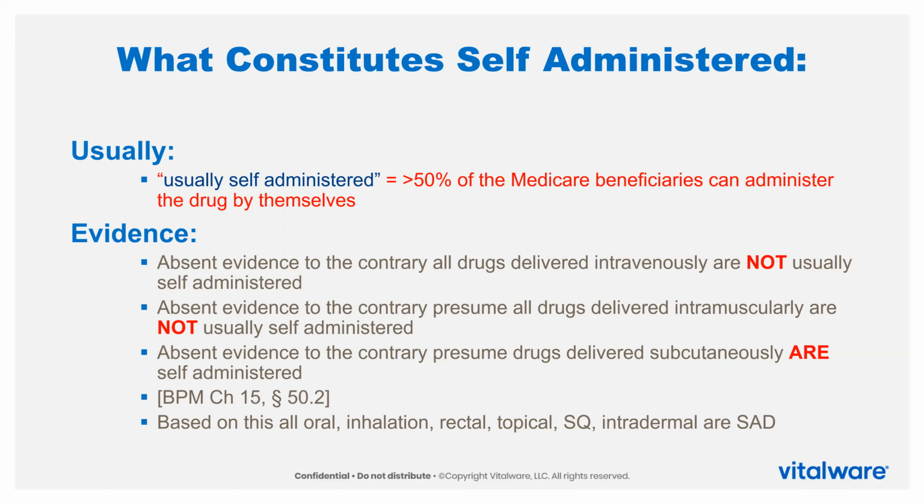So based on this criteria, the majority of your oral, inhalations, rectal, topical, subcu, intradermal, are in fact self-administered. And the easiest way to do it is to go through your formulary, have the pharmacy print out or show you where these routes of administration are, and you can go in and itemize them for billing purposes. So on to the next one.